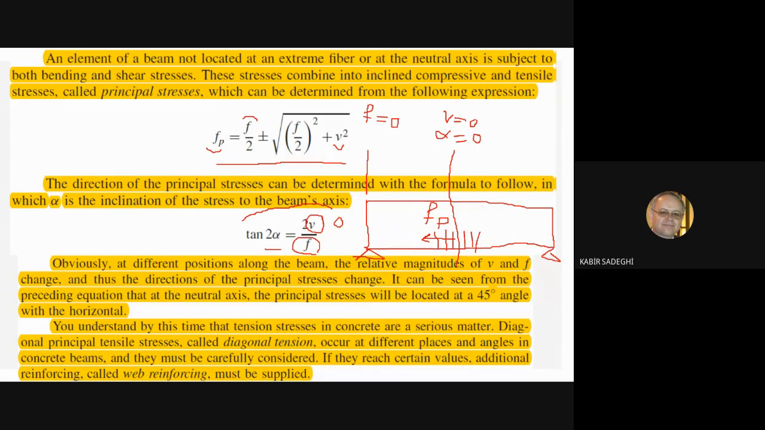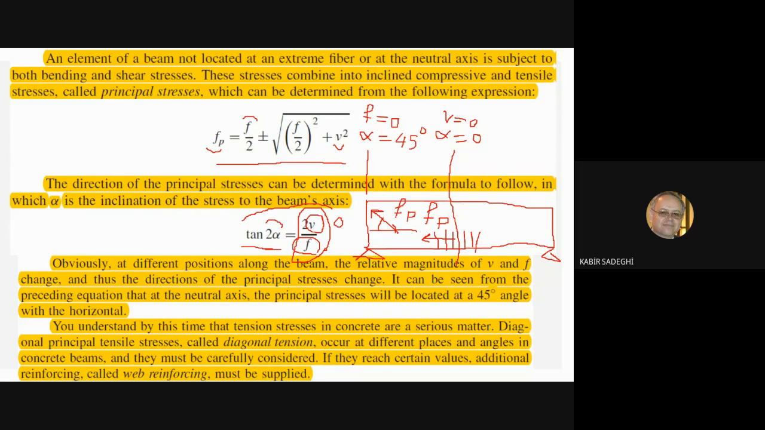This value is infinity, and infinity is tangent 90 degrees. Tangent of 2 alpha equals tangent 90 degrees, therefore 2 alpha is 90 and alpha is 45 degrees. So here alpha is 45 degrees. It means that the principal stress near the support has one angle, what angle? 45 degrees. This is FP, which has an angle of 45 degrees here.